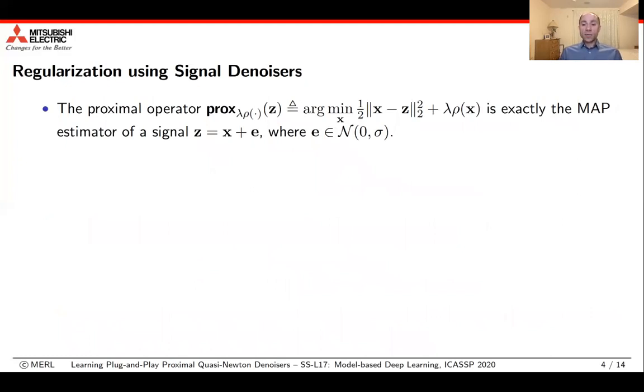Now, when you look at the proximal operator itself, we see that it corresponds exactly to the maximum a posteriori estimator of a signal z, which is primarily x plus some white Gaussian noise. So what that indicates, it makes us think that the proximal mapping in this case is acting like a Gaussian denoiser of the signal x.